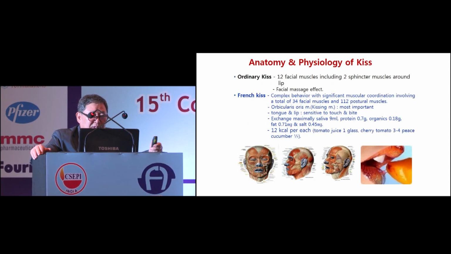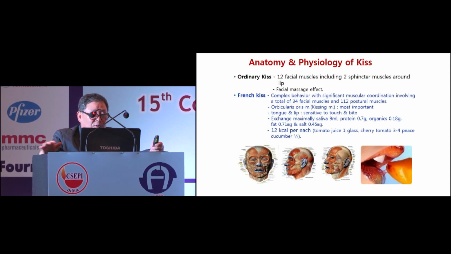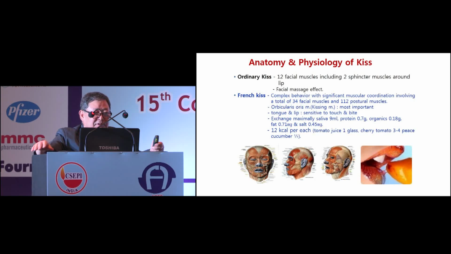This slide shows the anatomy and physiology of a kiss. An ordinary kiss involves 12 facial muscles, including 2 sphincter muscles around the lips. This ordinary kiss has a facial massage effect only. But the so-called deep kiss, French kiss, is a complex behavior with significant muscular coordination, involving a total of 34 facial muscles and 112 postural muscles.